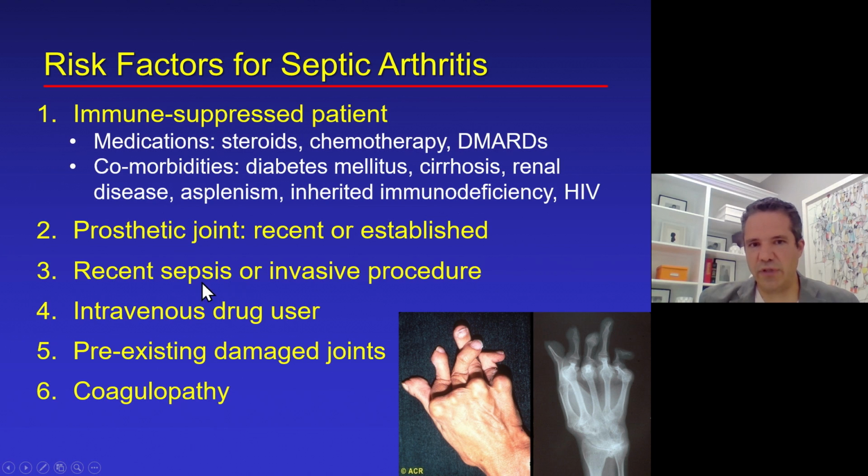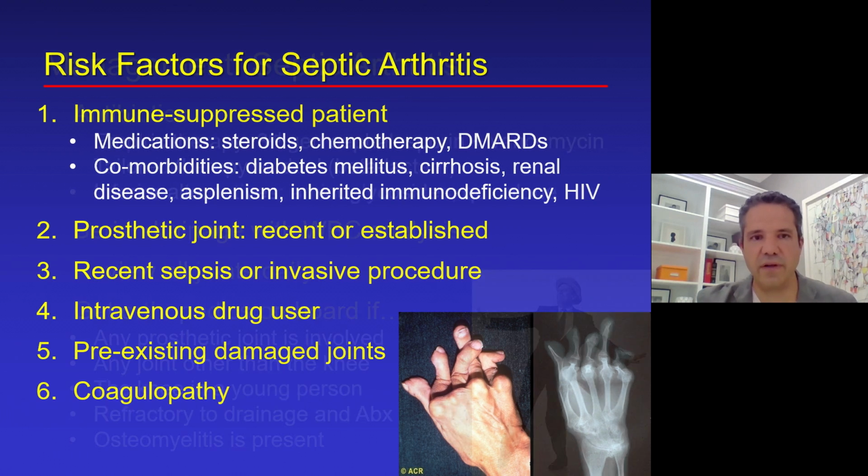Obviously, if anyone's had any recent sepsis or invasive procedures, intravenous drug users, those are risk factors, as is coagulopathy, because blood in a joint is permissive for bacteria. And then somebody who has pre-existing bad joints, like this patient with terrible rheumatoid arthritis, is more prone to having seeding of that joint. Remember, this is a hematogenous seeding from the blood. So if you get it, this patient has a septic joint, you also need to have your blood cultures and start thinking about an echo and looking for other potential sources or areas of infection.